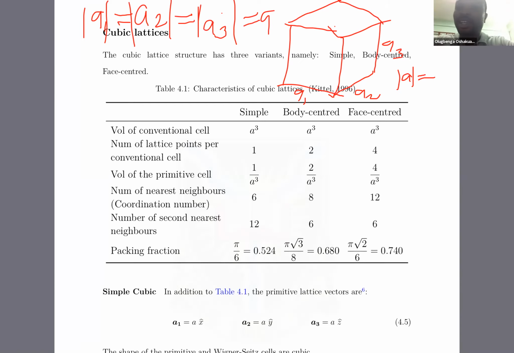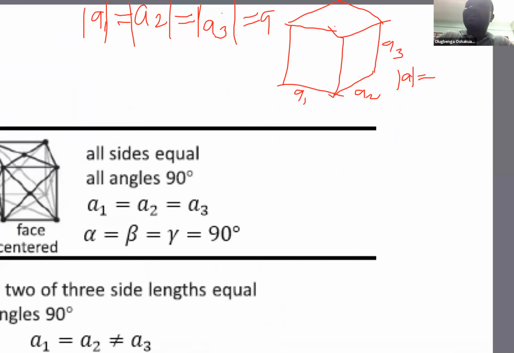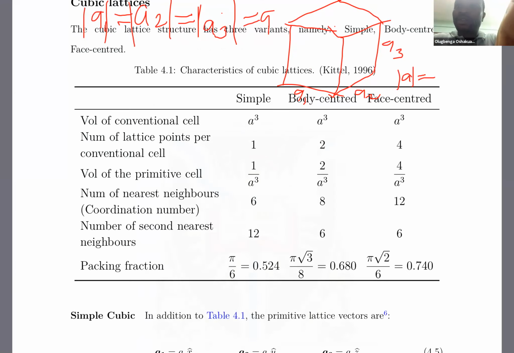For the other cells as well, we have a1, a2, a3. So currently we are talking about the conventional cell, and that is exactly what we see. So the volume, I don't think we need to say much on this, is a cube for each of them. The number of lattice points per conventional cell, I think I've taken you through that. The simple cubic is 1, body centered cubic is 2, face centered cubic is 4.